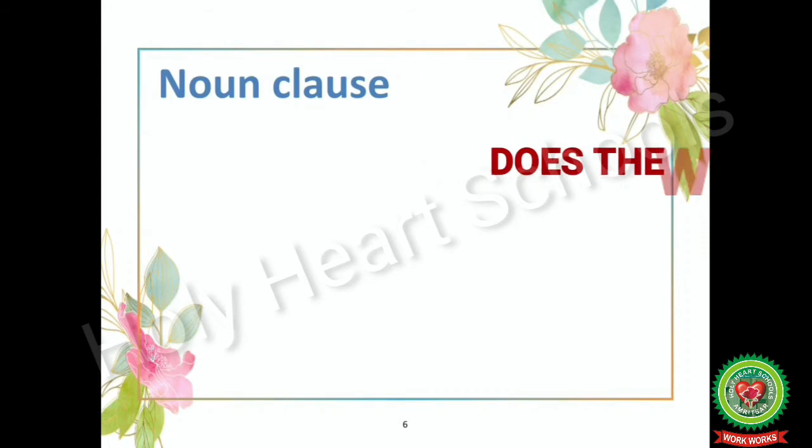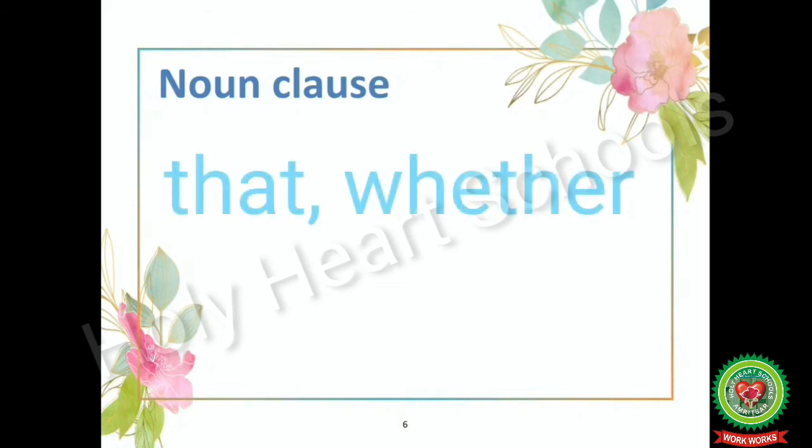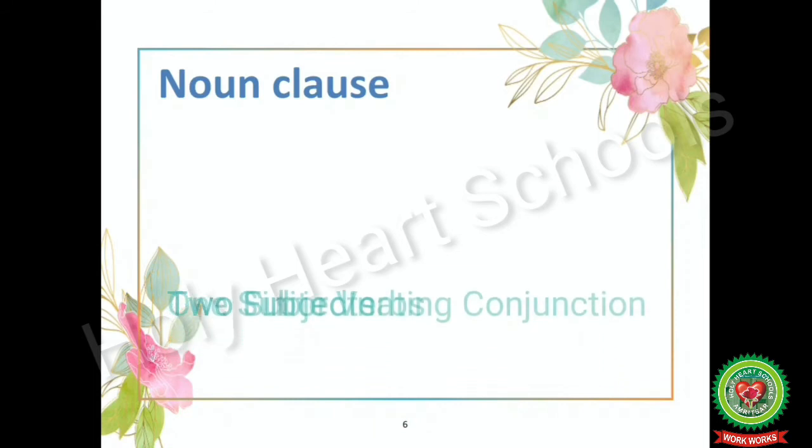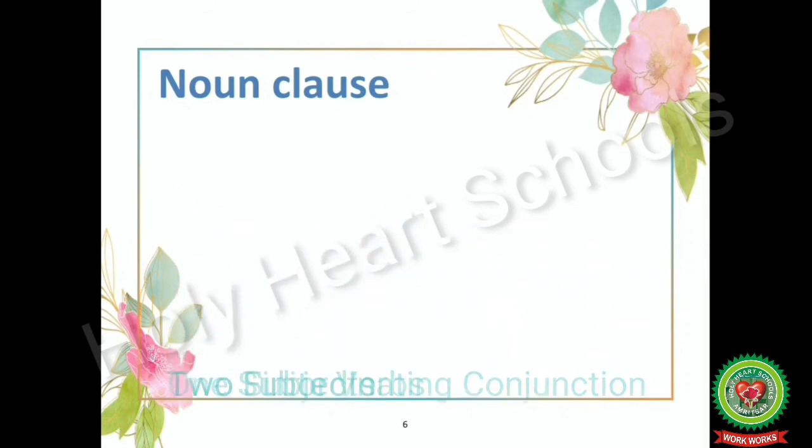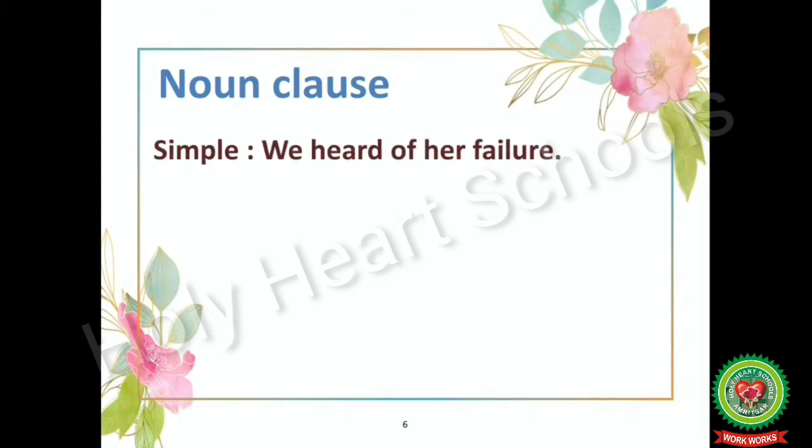And whenever we are making a noun clause, normally the conjunctions that we use are that and whether. In noun clause, we have two subjects, two finite verbs and one subordinating conjunction. Now students, if you question the one part of sentence, the second part will be your answer. Let's see the first sentence. We heard of her failure.